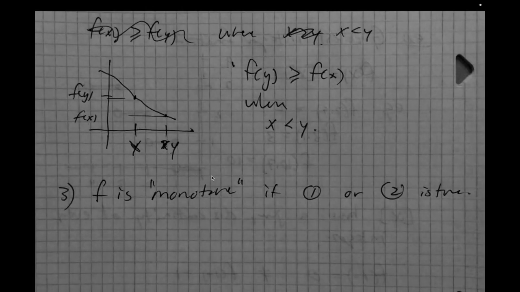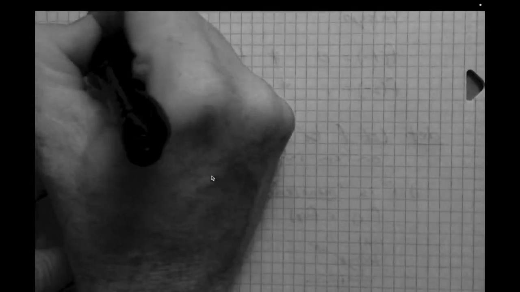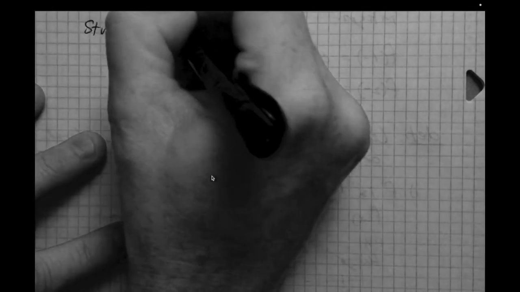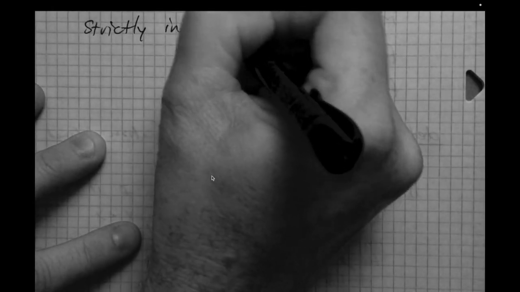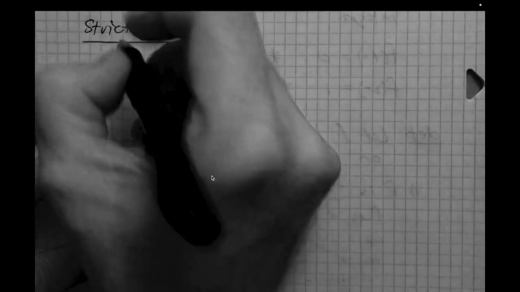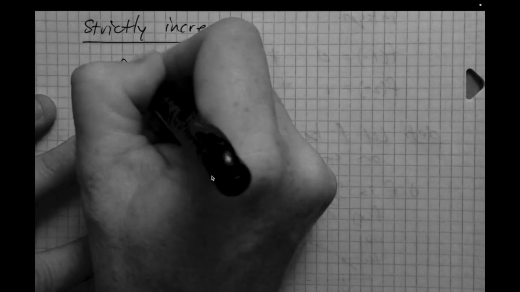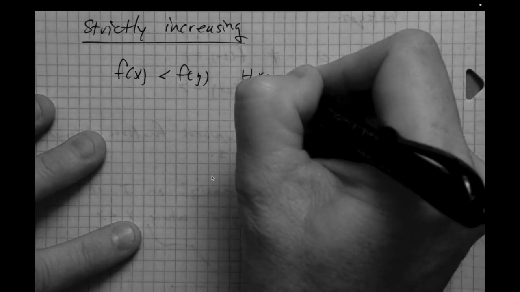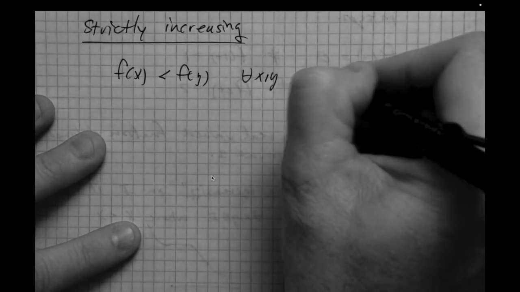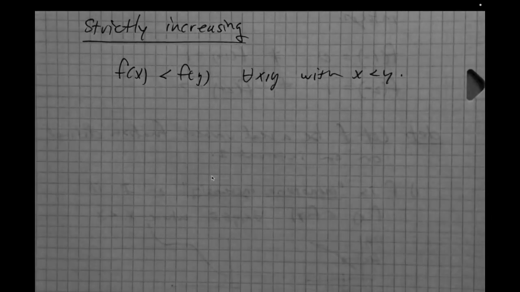And so what we need is one or the other to be true, and we just call it monotone. Now contrast monotone with strictly, right? So strictly increasing is a thing also, right? So here we would say it's strictly increasing if f of x is less than f of y for all x, y, with x less than y. Right?